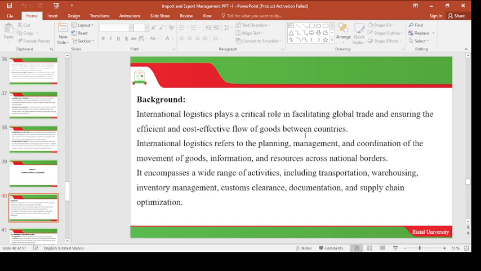In international logistics, you also need to engage in customs clearance, that is clearing these goods into the country that you are importing them to. Then there is also documentation of these goods. There are various documents involved in moving the goods, for example the commercial invoice or the bill of lading. There are very many documents involved, and we shall look at them. Then also optimizing the supply chain.